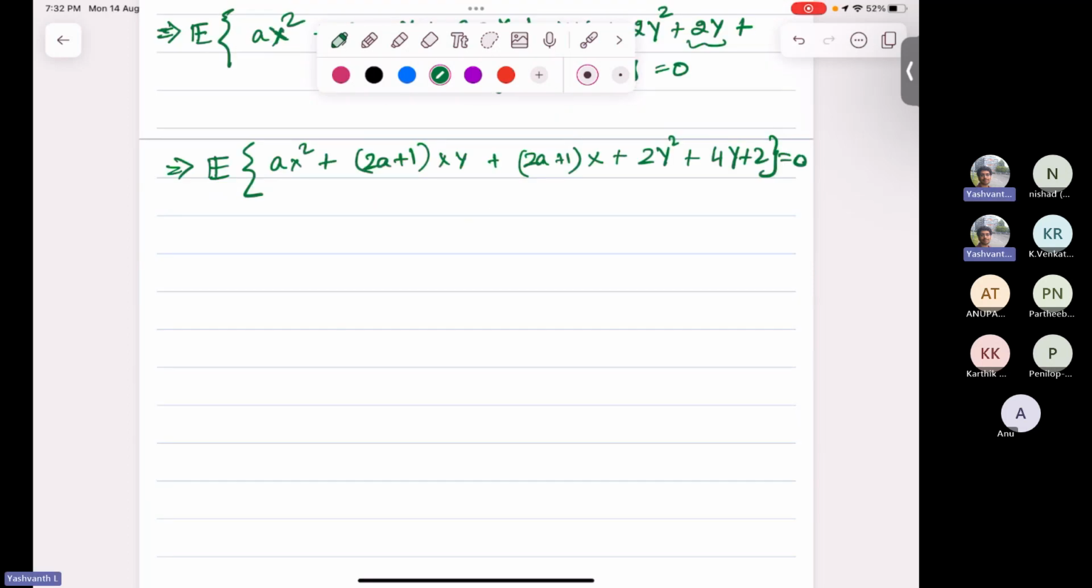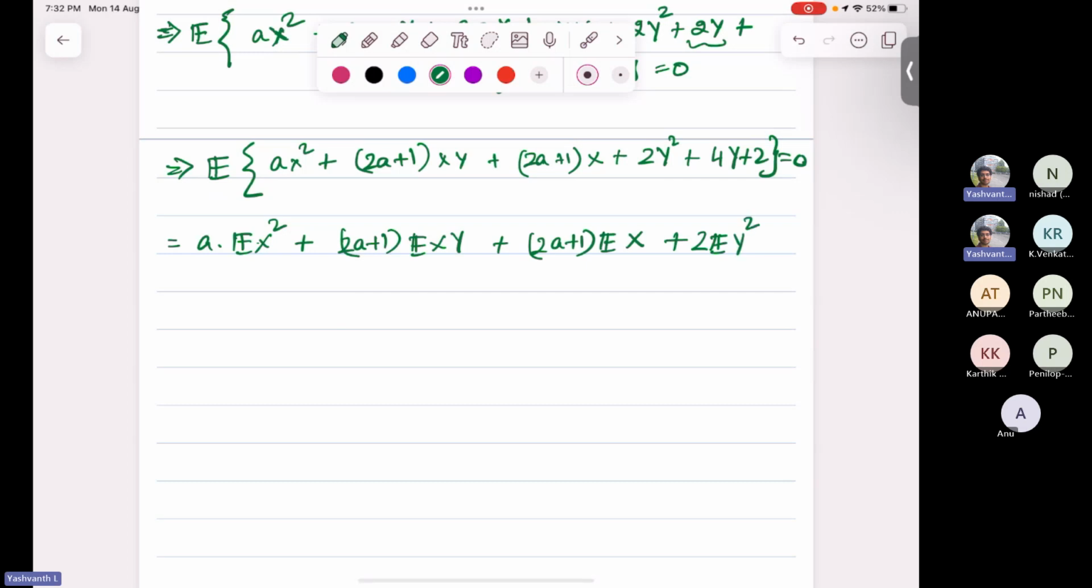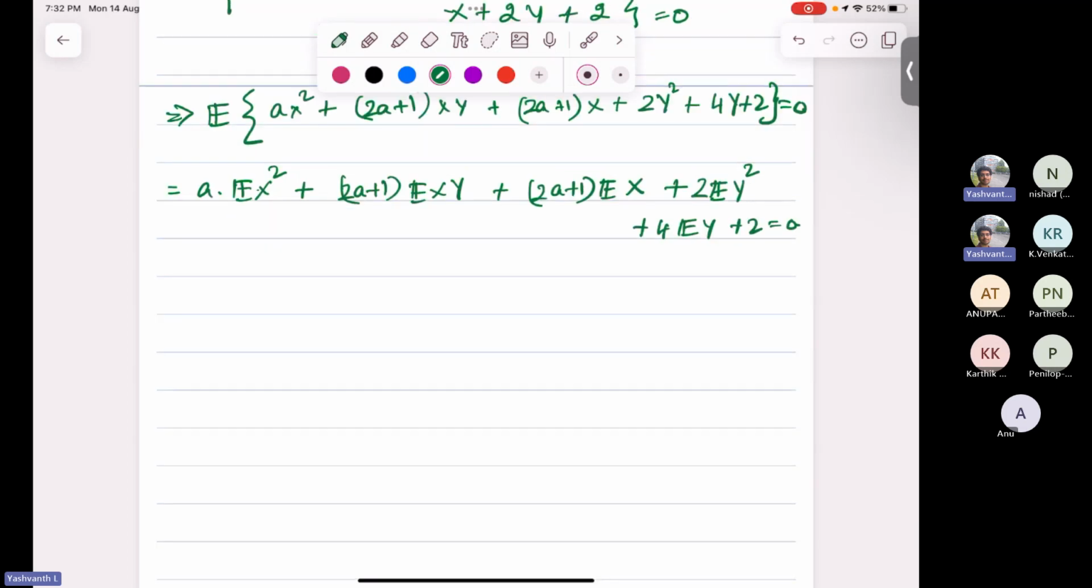Now this is the same as, a can come out: a times the expected value of x square plus 2a plus 1 times the expected value of xy plus 2a plus 1 times the expected value of x plus 2 times the expected value of y square plus 4 times the expected value of y plus 2 equal to 0. Now we know the expected value of x is 0, so this term will go to 0. We know this is minus 4.